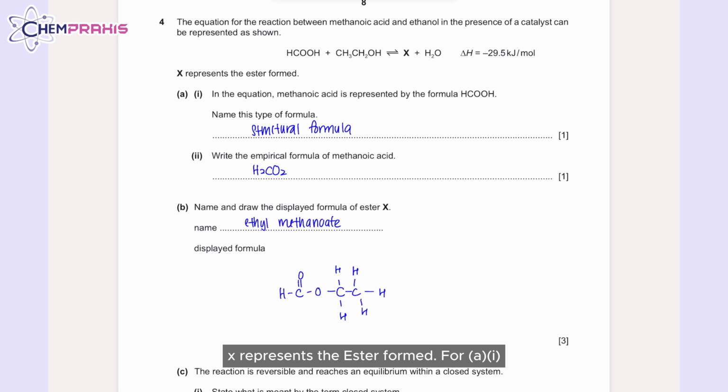For A1, in the equation, methanoic acid is represented by the formula HCOOH. Name this type of formula. We usually call this a structural formula, which means that they are trying to show the structure of the organic compound. And write the empirical formula of methanoic acid.